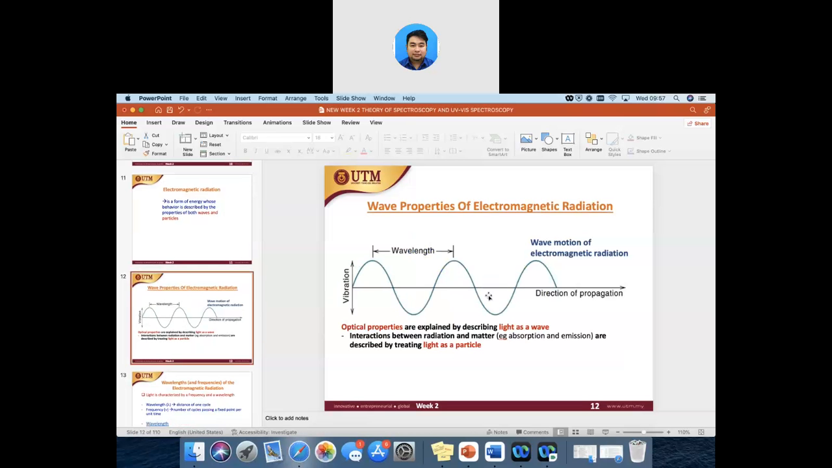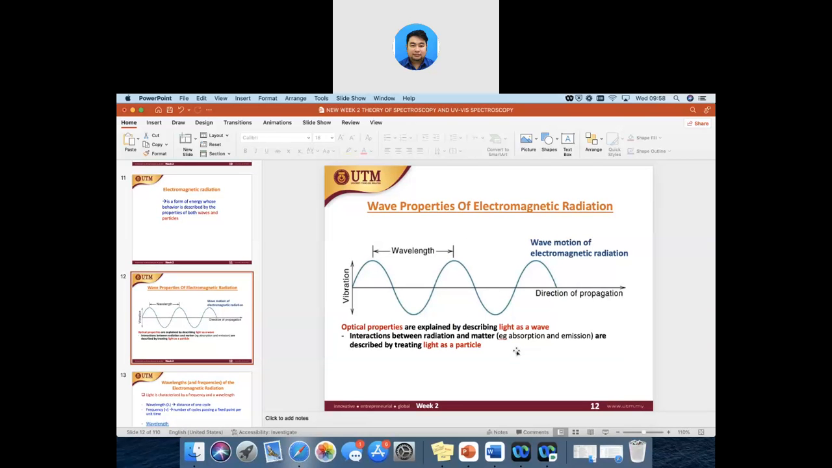can look at this. I believe that you have learned this in physics class, if I'm not mistaken. So this is just a recap for you. All right. So basically, if it behaves in wave properties, you can detect the wavelength based on the top part here to the top part here. We can see that this is a wavelength. Okay, so the direction of the propagation is towards the right. Okay, so optical properties are explained by describing light as a wave.